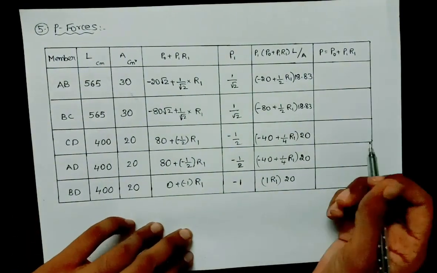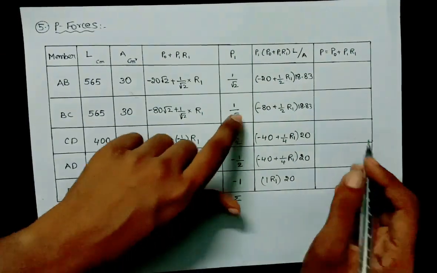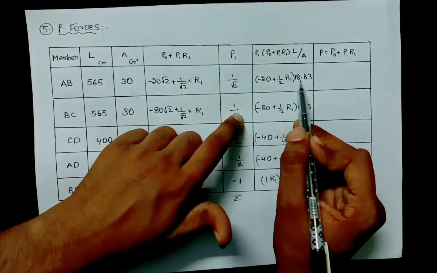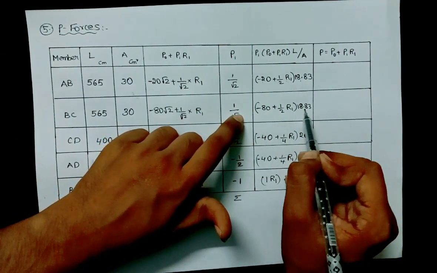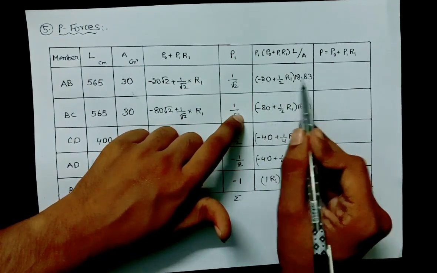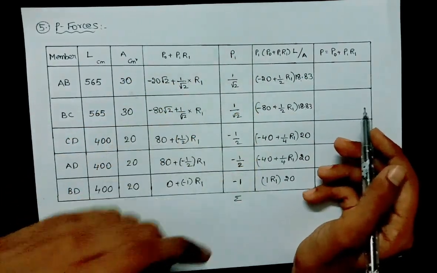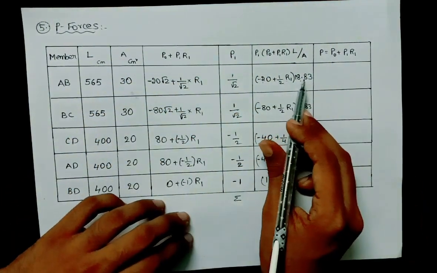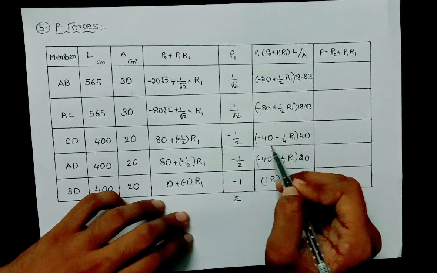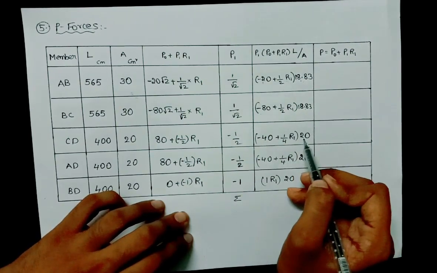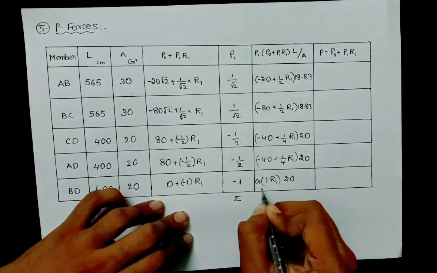Now the next thing is that we have to add all these values to get the sigma value. So minus 20 into 18.83 plus minus 80 into 18.83, you should multiply these and then add. You should not add minus 20, minus 80, minus 40, minus 40 directly, because there is a multiplication here. So minus 20 into 18.83 plus minus 80 into 18.83 plus minus 40 into 20 plus minus 40 into 20 plus 0. Here there is no constant value.